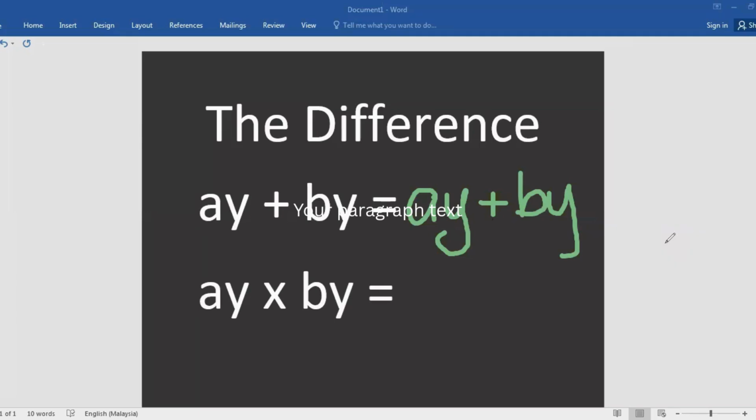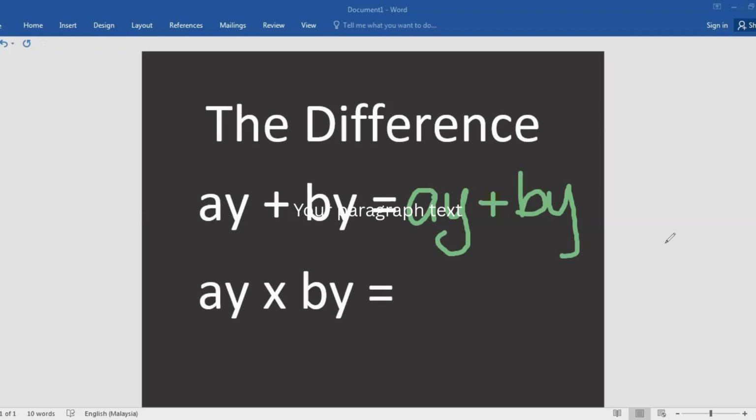Ay plus by is the basic. Although you can expand it and factorize it, with y as the factor, this is not the factorizing class. If at this stage we just stop at this answer, it is correct and accepted as ay plus by.